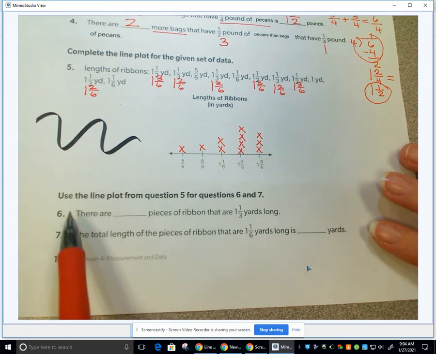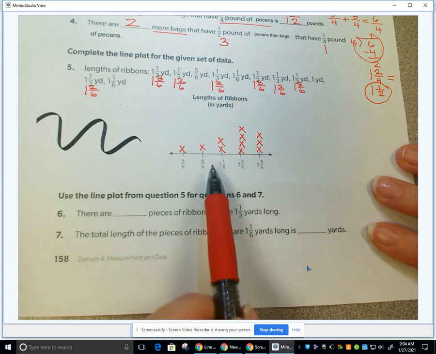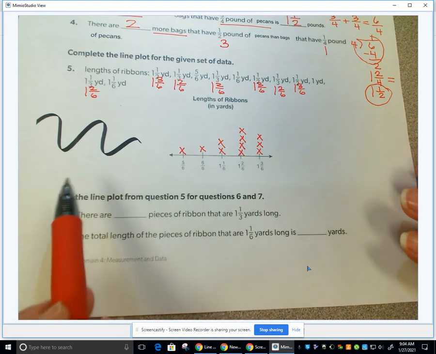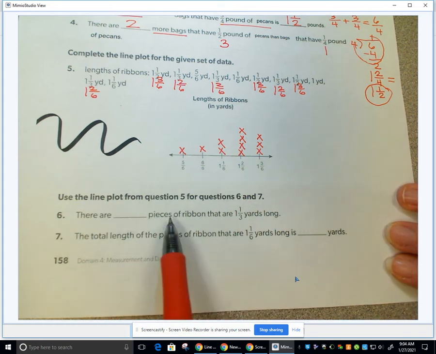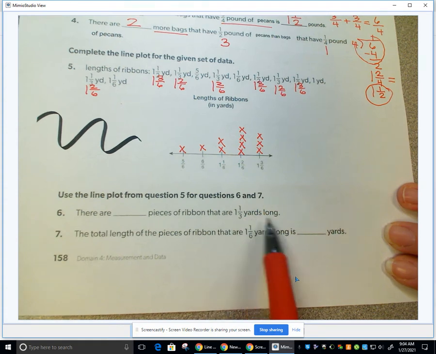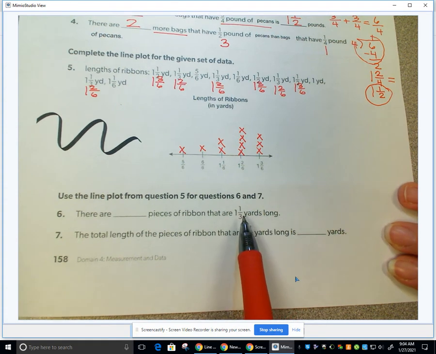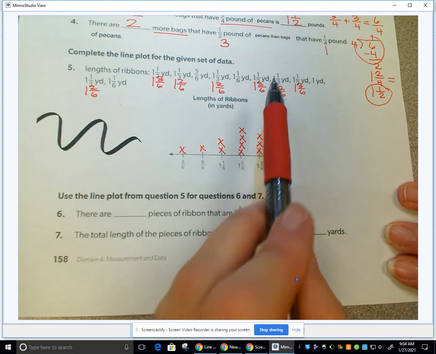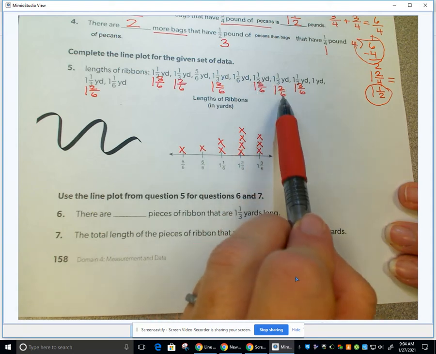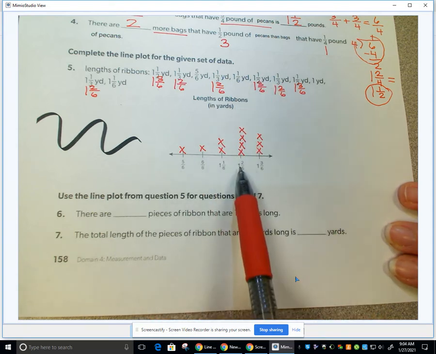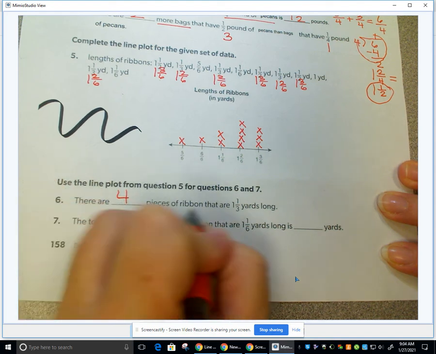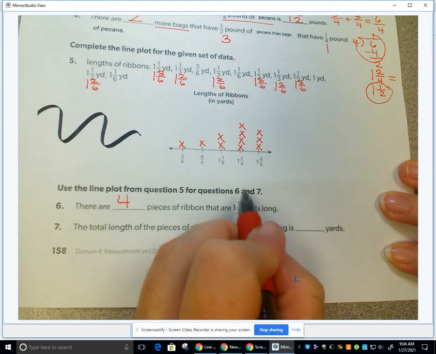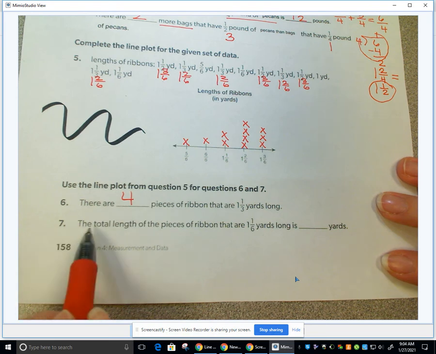Now, we're going to take these questions and look at this data to answer them. Now, this says on number 6, there are blank pieces of ribbon that are 1 1/3 yards long. See, they're referring back to the original fraction, and we change 1 1/3 to 1 2/6. So here's my 1 2/6. How many X's do you see? There are 4. So there are 4 pieces of ribbon that are 1 1/3 yards long.